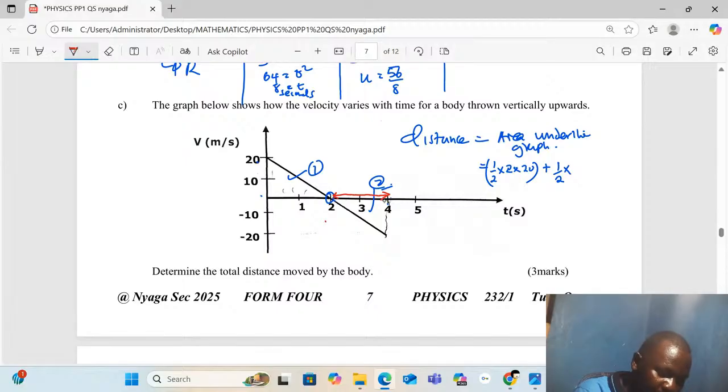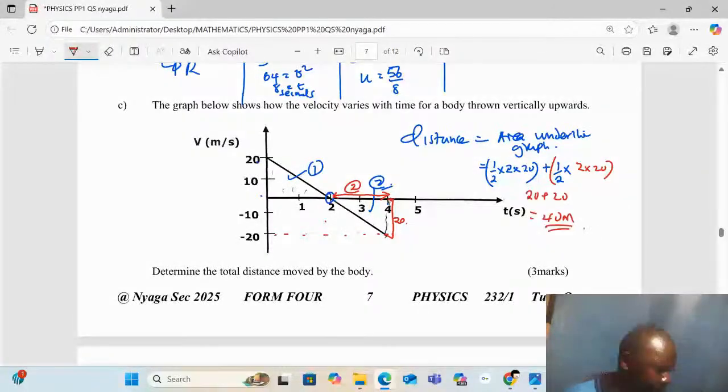So from here up to the 4, we are having 2 units. And then from here up to here, where we're having our height, we are having a height of 20. We are going to neglect the sign of the 20 because it moved upwards and it came down. So it will be a half times 2 again times 20. So the total distance, this will be by 2 by 2, and so it is 20 plus 20.